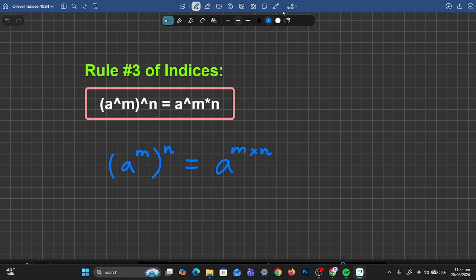Again, when we have anything inside a bracket and it has a power m, and the whole bracket also has a power n, the power will get multiplied with the inner power. Got it? Which is like a to the power m whole to the power n. This will become a to the power m into n. So both the powers are being multiplied.